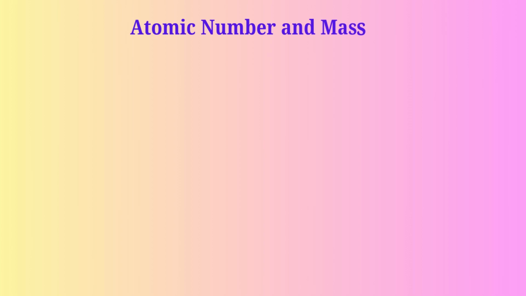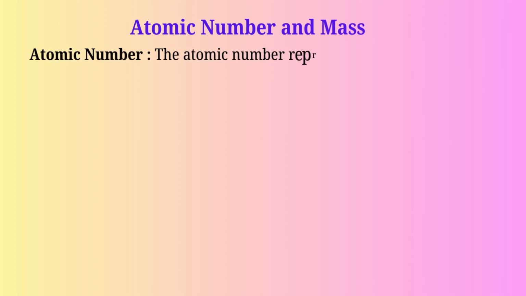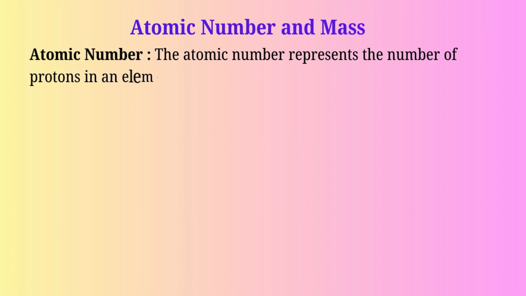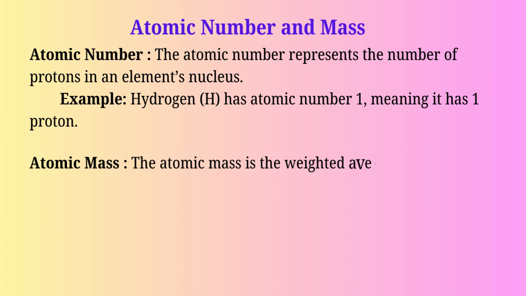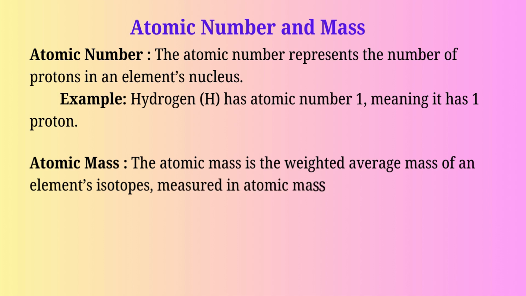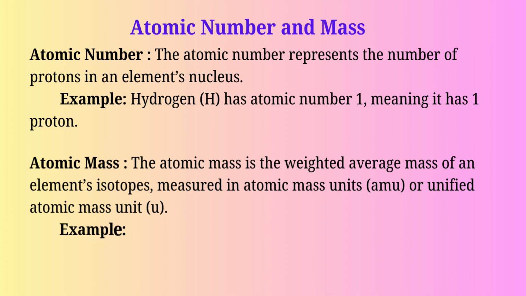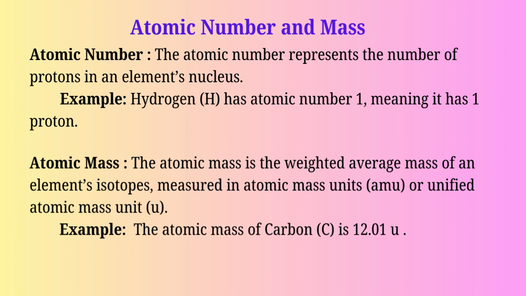Now, atomic number and mass. The atomic number represents the number of protons in an element's nucleus. For example, hydrogen has atomic number 1, meaning it has 1 proton. Atomic mass. The atomic mass is the weighted average mass of an element's isotopes, measured in atomic mass units, AMU, or unified atomic mass unit, u. For example, the atomic mass of carbon is 12.01 u.